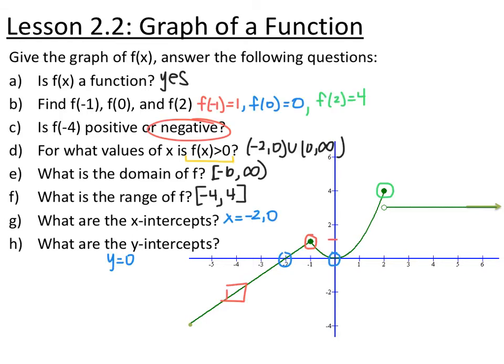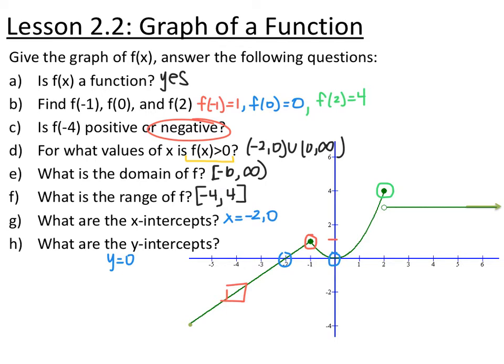So first one asks if it is in fact a function. It passes the vertical line test. Every x-coordinate only has one y-coordinate. Because there's a hole right here, it's defined here, but there's a hole here, so this still passes the vertical line test. So that's a yes.